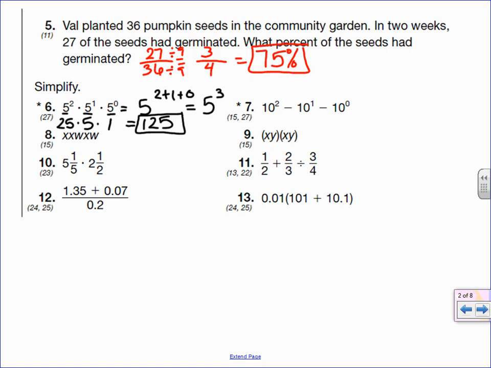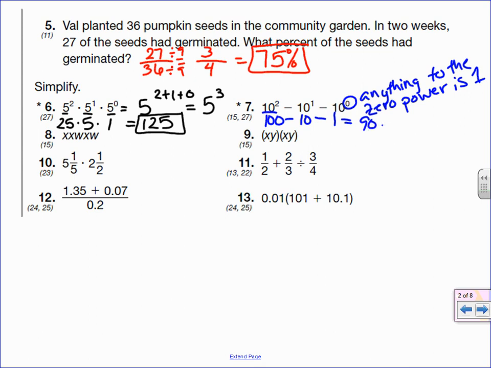In number 7, we're subtracting things of the same exponent. There isn't an easy law to go along with that. So we're just going to figure out what each one is and then subtract from there. So 10 squared, 10 times 10 is 100. 10 to the first is 10. And then remember, anything to the 0 power is 1. So I have 100 minus 10 is 90, and 90 minus 1 is 89.